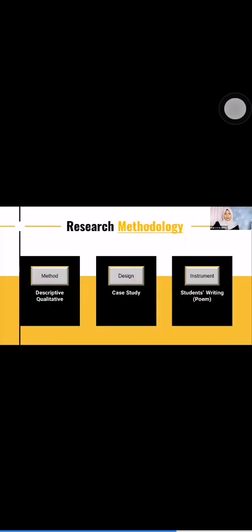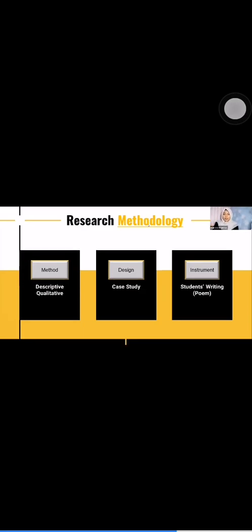Next, the research methodology. Here, I use descriptive qualitative as the method, and as the design, I use case study, and for the instrument, I use students' writing. It is also said to be poems made by the students. Next, the population and sample.